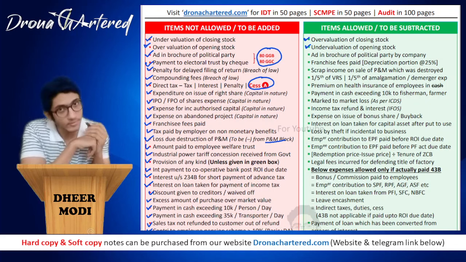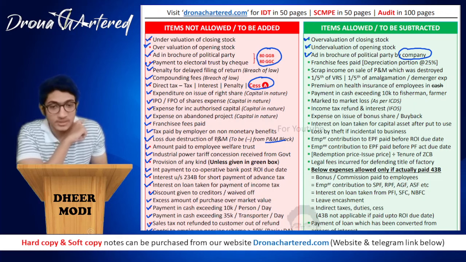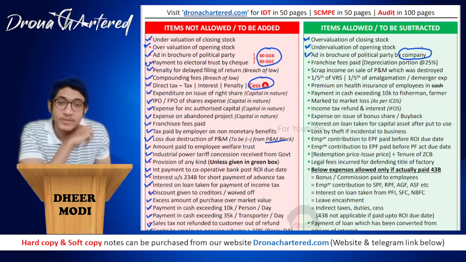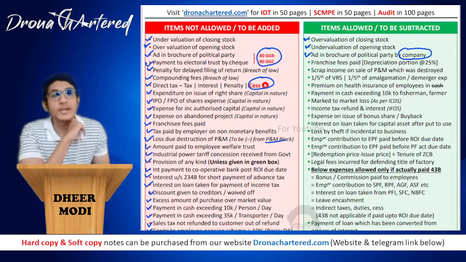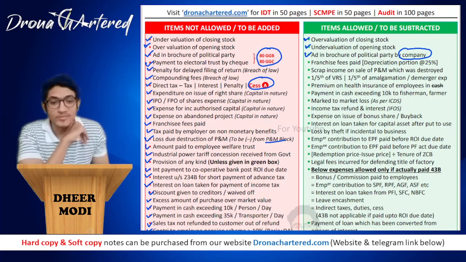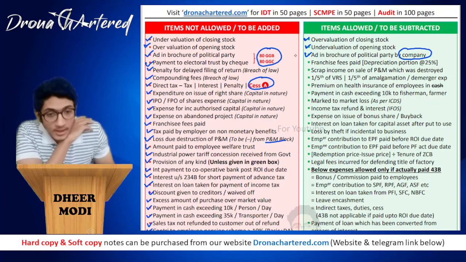Next is ad in brochure of political party by a company. Now what is the difference? An ad in a brochure of a political party, if it is made by a company only, then it will be allowed in your PGBP deduction, because 80GGB and 80GGC do not give a deduction to a company for any advertisement made in a brochure of a political party. Therefore, this will be allowed.